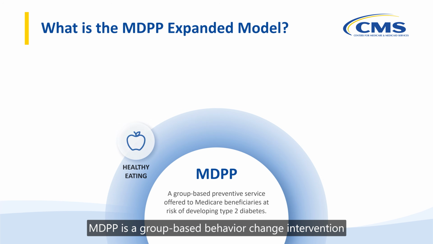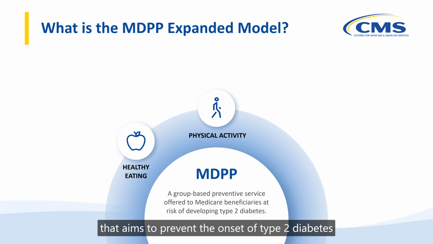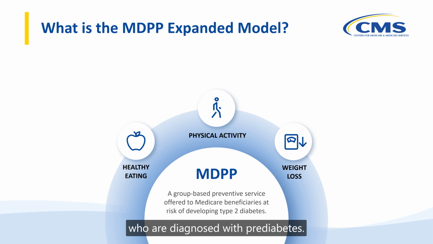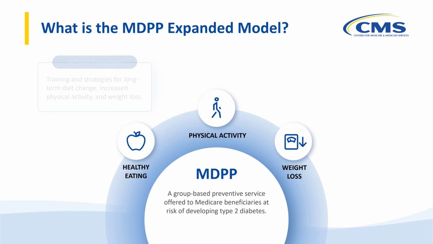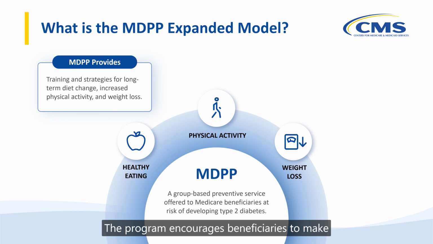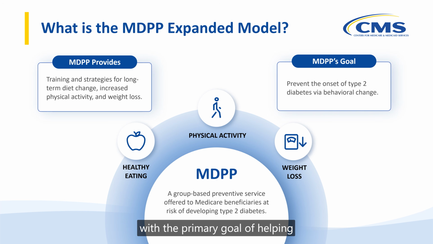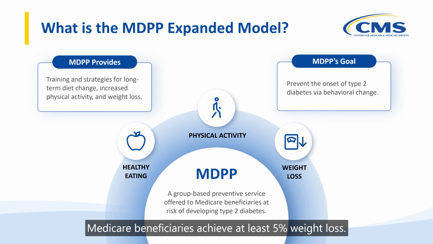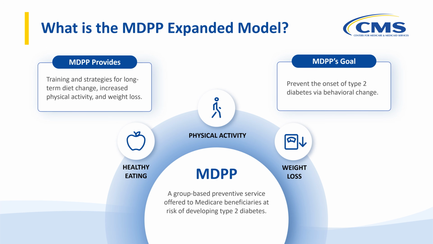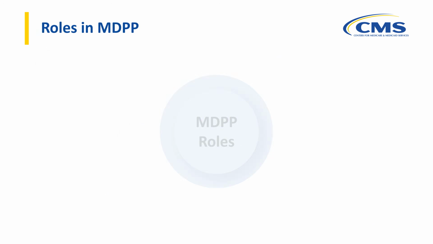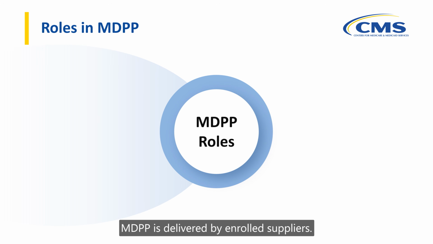MDPP is a group-based behavior change intervention that aims to prevent the onset of type 2 diabetes among Medicare beneficiaries who are diagnosed with prediabetes. The program encourages beneficiaries to make lifestyle changes related to diet and exercise, with the primary goal of helping Medicare beneficiaries achieve at least 5% weight loss. MDPP is delivered by enrolled suppliers.